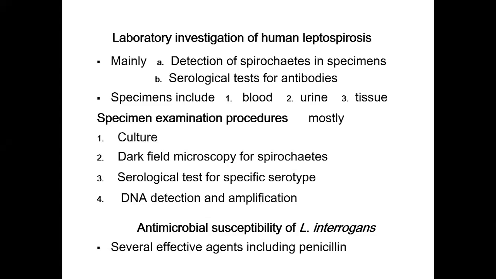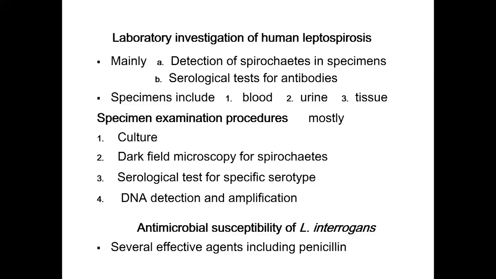So for investigation of human leptospirosis, one needs to detect the spirochetes in specimens from a patient. That is one approach. Another approach is serological tests, that is testing for antibodies. So one can apply both or apply one or the other. Among the specimens to be examined, blood is one, urine is another, and also tissue.